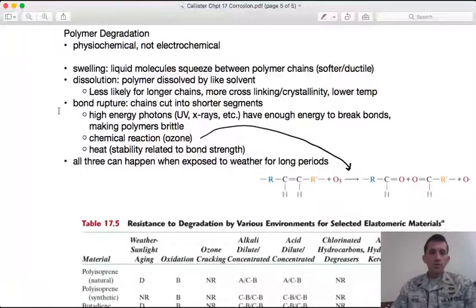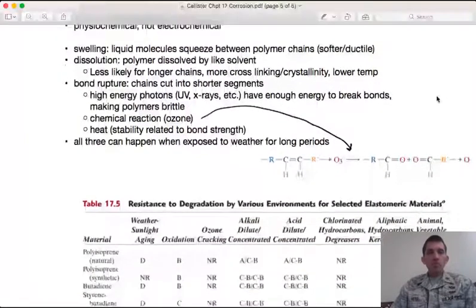This becomes harder to do as we have longer chains that are more entangled, more cross-linking or crystallinity that increases the bonding nature between adjacent chains, or lower temperature. Solubilities always would typically decrease with lower temperature.